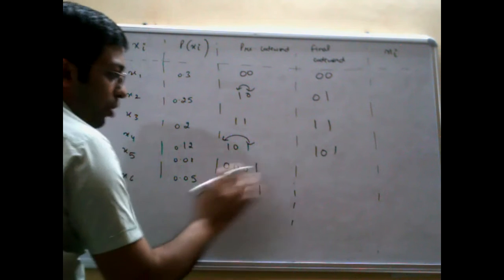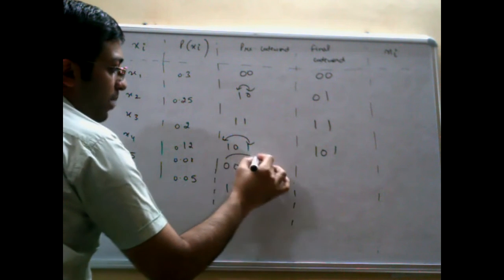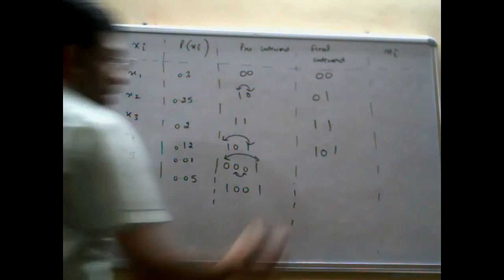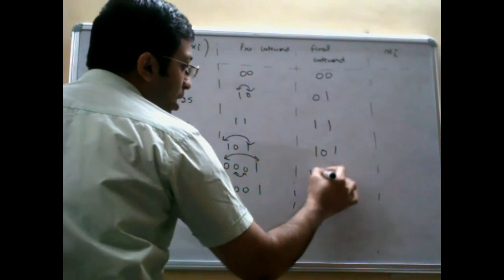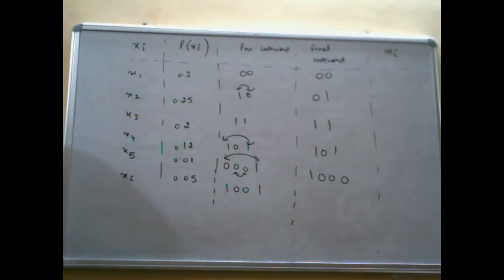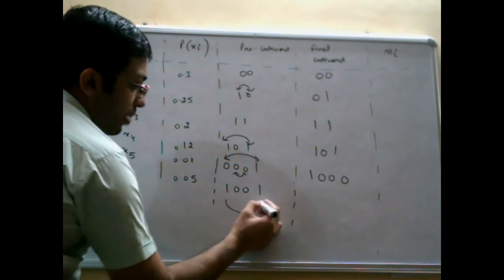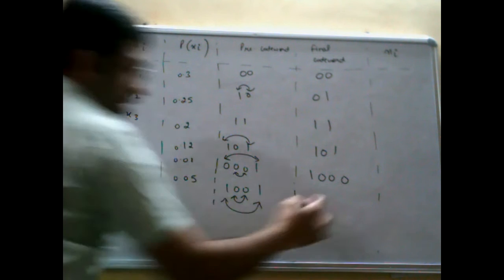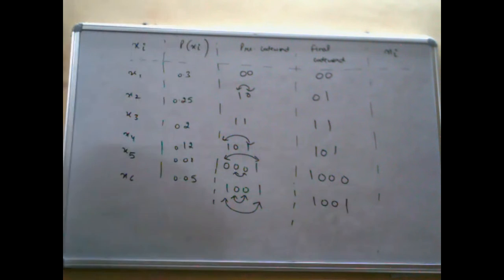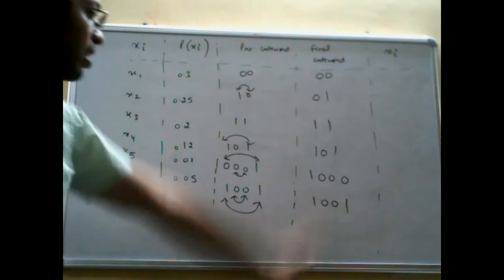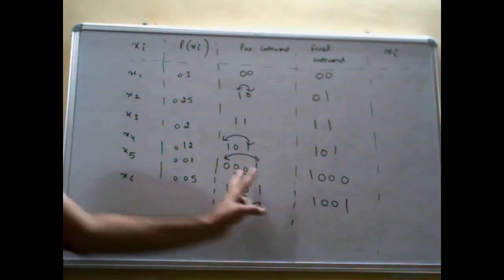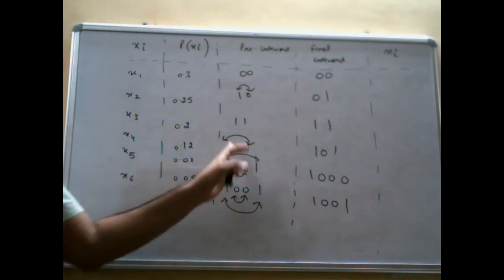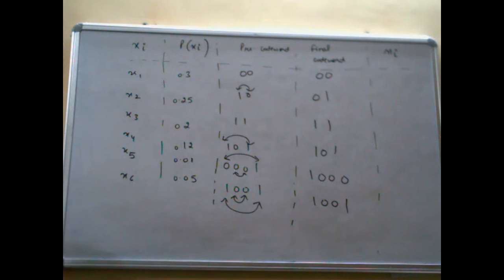Then how to replace this? This will be replaced with this, and this will be replaced with this. So what you are going to get is 1000. Okay. Here you will get again 1001. So you have to take the mirror image of it. Just write it in the reverse manner. 0001 means 1000. Okay, just write it in the reverse order.